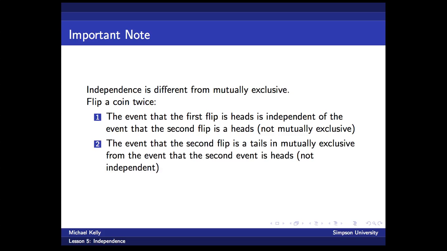The event that the second flip is a tails is mutually exclusive from the event that the second flip is a heads. We can't have the second flip be a tails and the second flip be a heads, but they're not independent of one another. If the second flip is a tails, then we know for certain that it's not a heads, so if one occurs, it's at the exclusion of the other event.